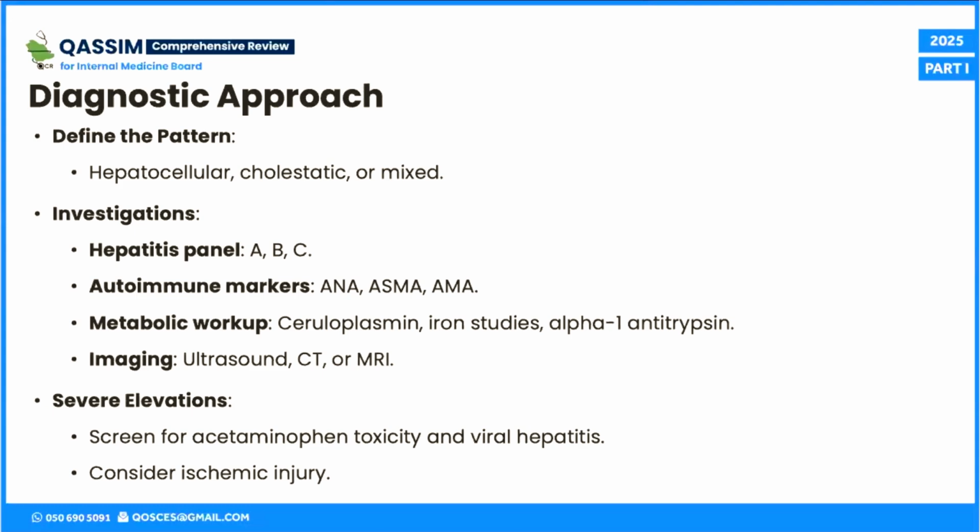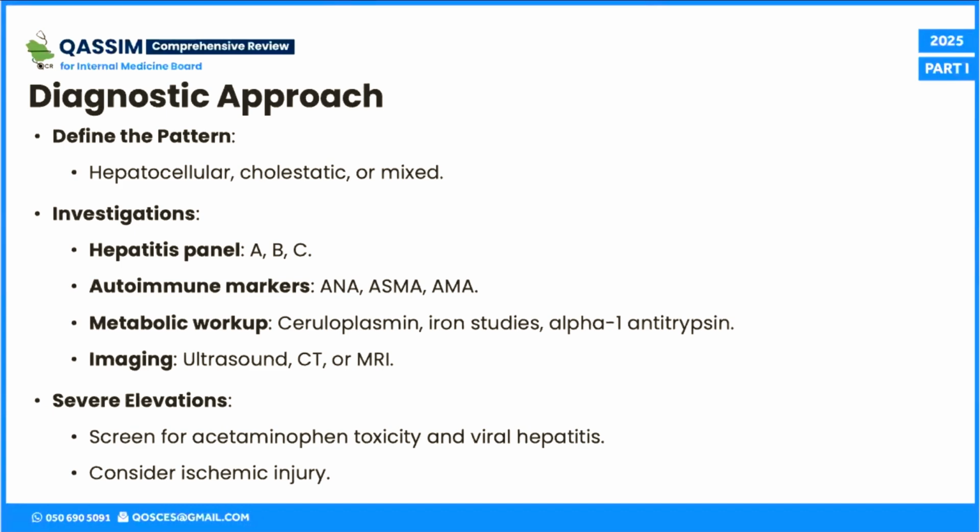So you go with the R ratio. If the R ratio is more than 5, it is hepatocellular. If it is less than 2, it is cholestatic. If it is between 2 and 5, you think about mixed derangement of liver function tests. You go with the investigations panel: if it is hepatocellular, hepatitis A, B, and C, and autoimmune markers for autoimmune hepatitis, ANA, ASMA; and for primary biliary cholangitis, if it is a cholestatic pattern, you do the anti-mitochondrial antibody.